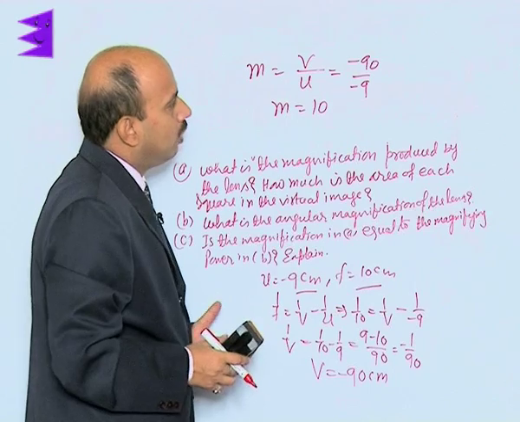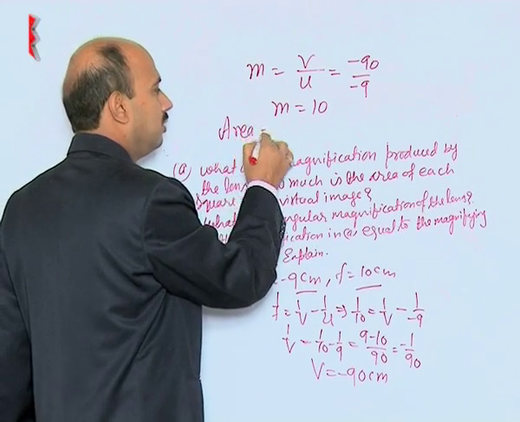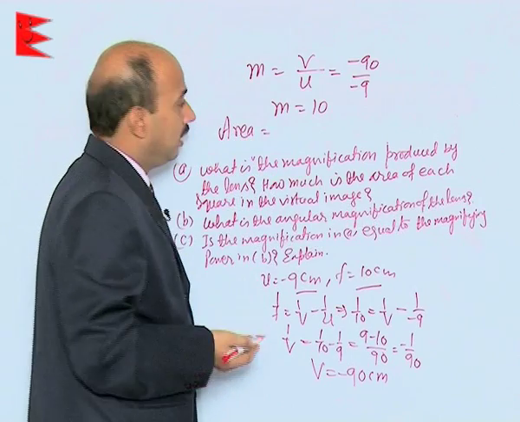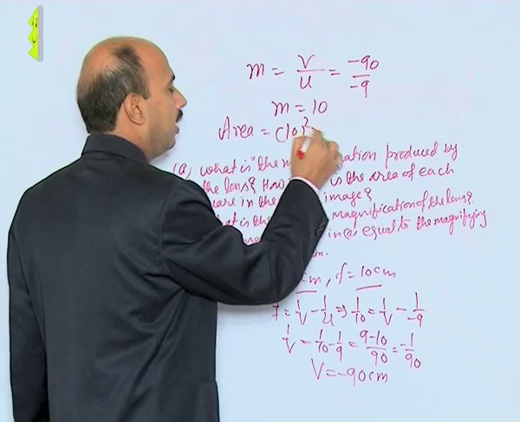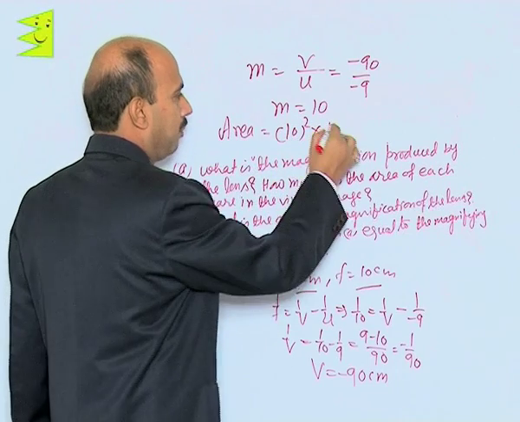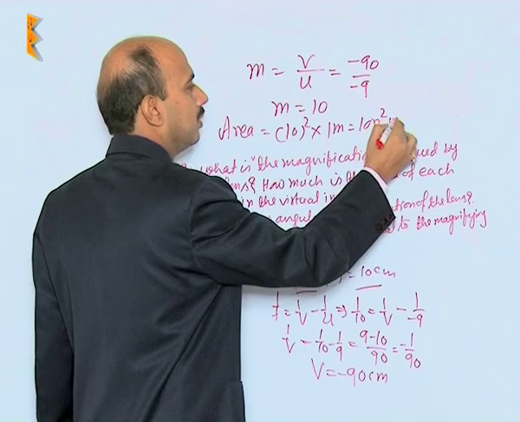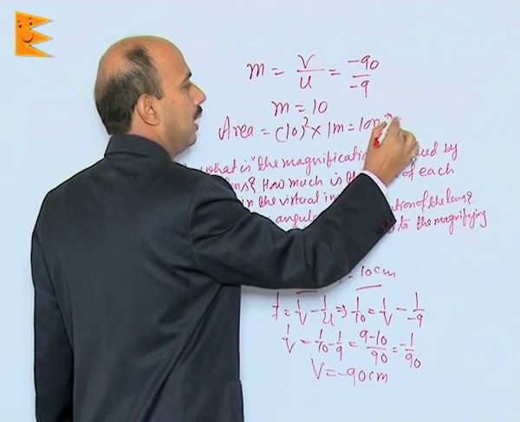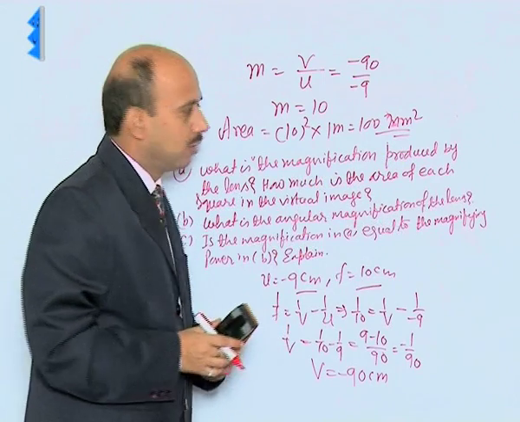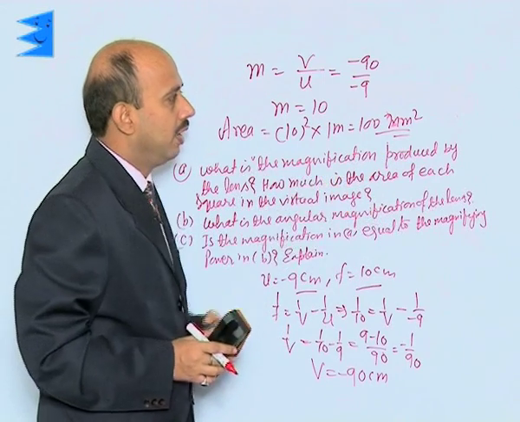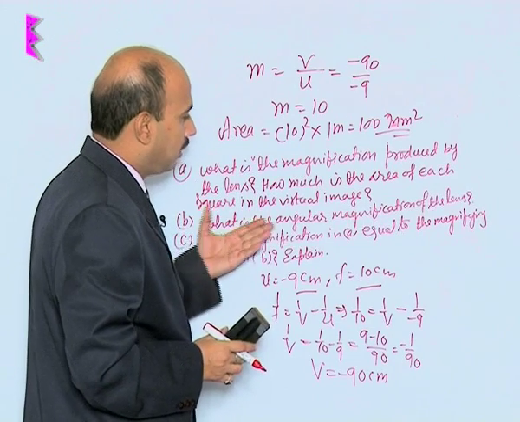Now we can also find the area of each square image, that is 10 square into 1 millimeter square. So, obviously this is 100 millimeter square. So, we have got this much as the area. Now, see, after getting the area we have to calculate magnifying power.